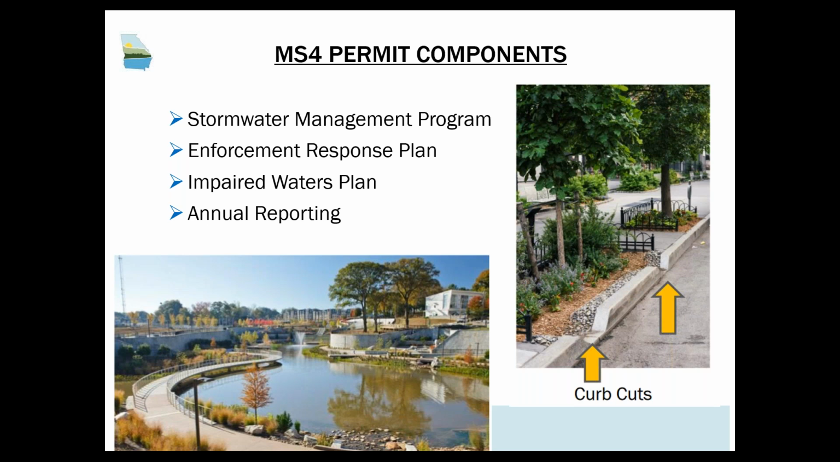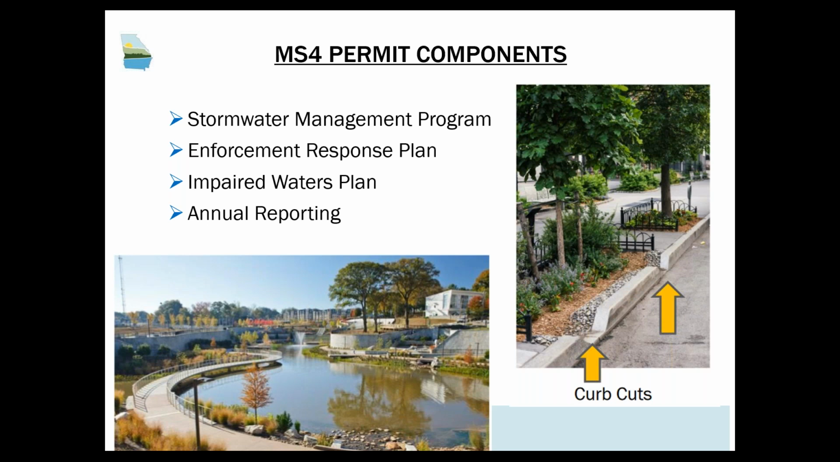There's also an enforcement response plan, and that essentially describes any actions to be taken for violators associated with illicit discharge, those highly visible pollutant sources, or anybody who's just not taking measures to minimize non-point source pollution running off of their sites if there's construction or what have you. There's also a requirement for an impaired waters plan. And this essentially is a plan that identifies impaired waters that end up on the 305B or 303D list plan.